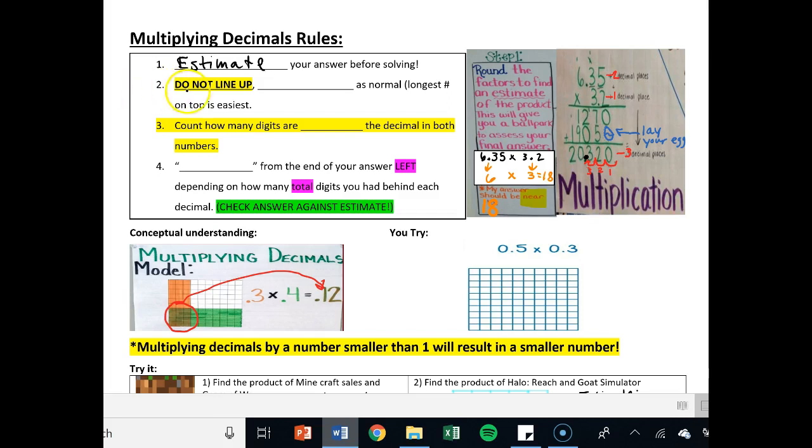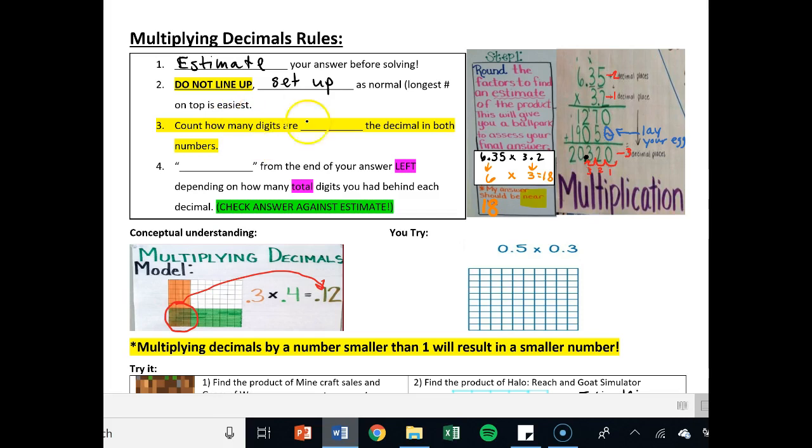You do not need to line up decimals. So just set up the problem as normal. The longest number on top is the easiest way to do it. So don't line up the decimals. Just set it up like a regular multiplication problem. Shift everything to the right. This is the big thing.